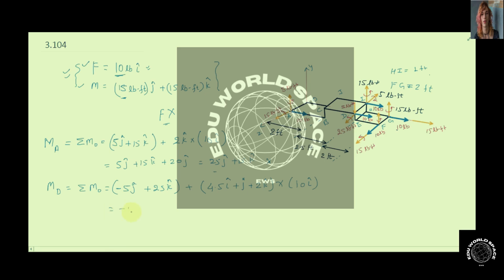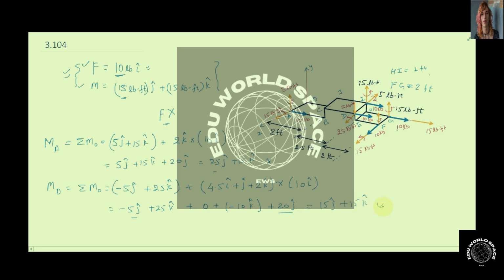So this comes out to be minus 5 j cap plus 25 k cap plus 4.5 i cross i, which will be 0. Next, j cross i will be minus k, so this will be minus 10 k cap, and k cross i will give j, so this will be plus 20 j cap. If we collect the coefficients, this will be 15 j cap and 15 k cap.